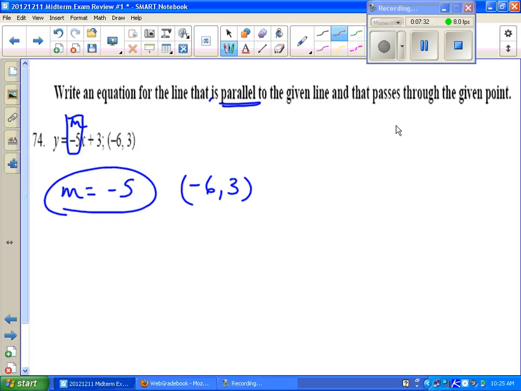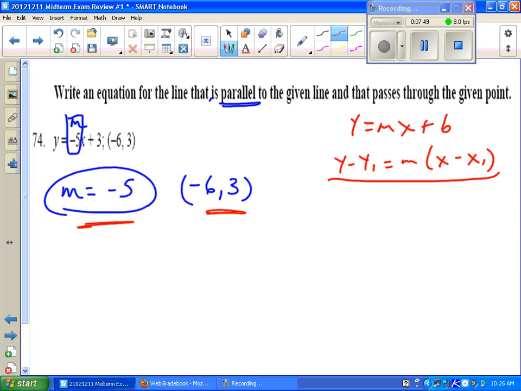Now, it says write an equation that's parallel to it. It doesn't tell you what type of an equation. It doesn't say to write it in slope-intercept form or to write it in point-slope form. Now, the easiest one to do, since you have a point and you have a slope, is to write it in point-slope form. So that's what we're going to do. We're going to leave y minus, equals, and x minus, and we're going to fill in everything else.